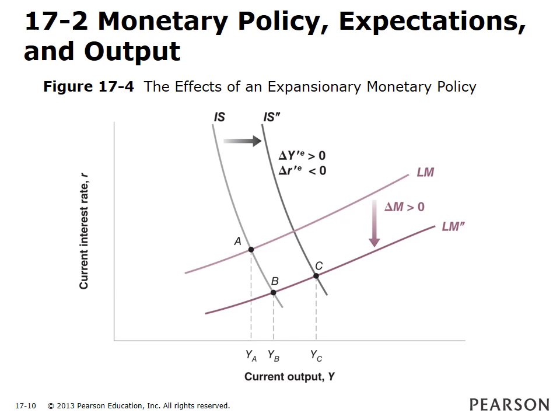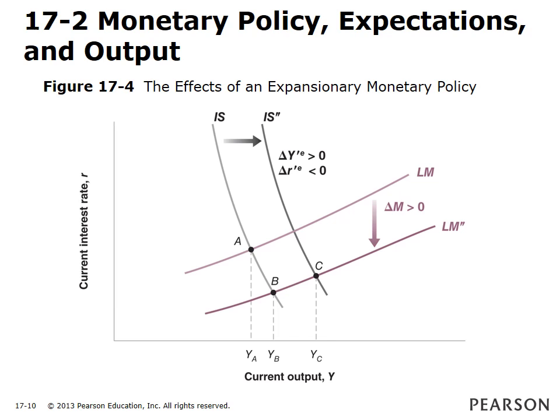Figure 17-4 shows the effects of expansionary monetary policy on output depend very much on whether and how monetary policy affects expectations. If the increase in money leads to an increase in Y prime E and a decrease in R prime E, the IS curve shifts to the right, leading to a larger increase in Y. Equilibrium point goes from A to C instead of A to B.